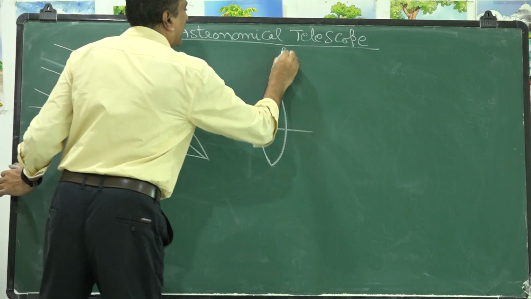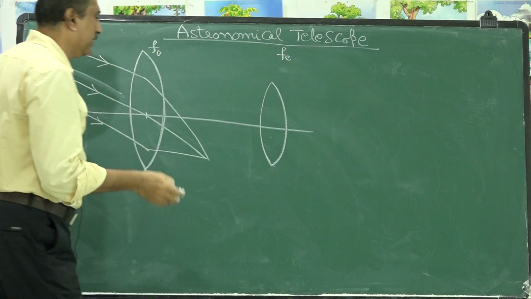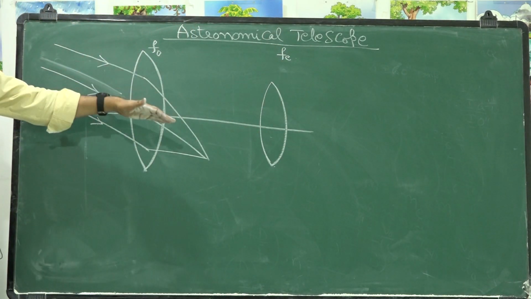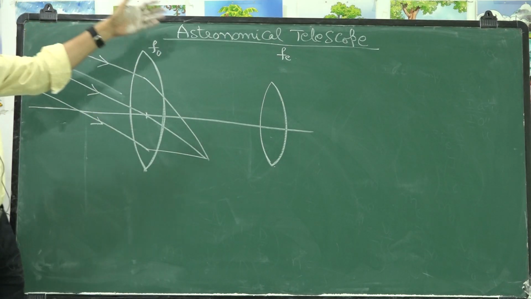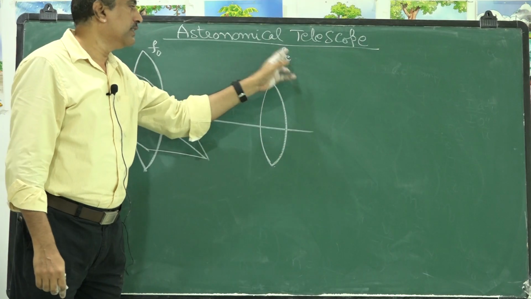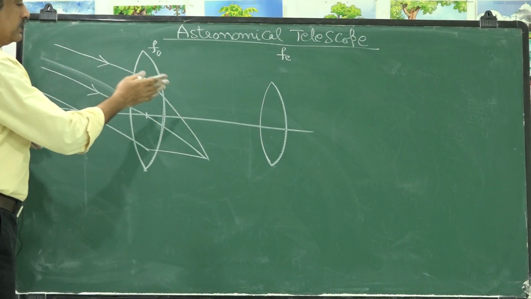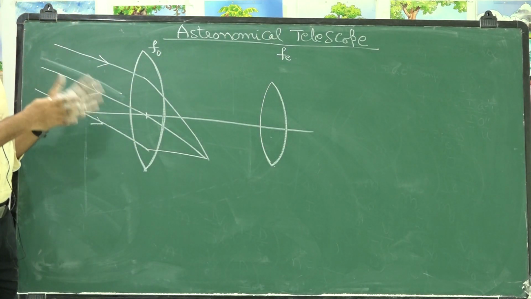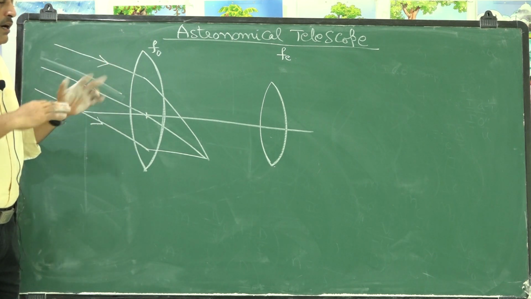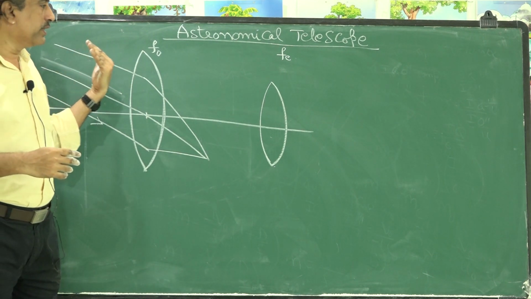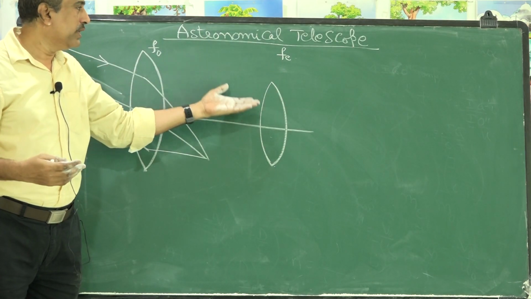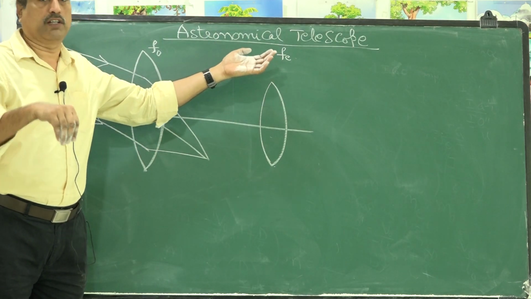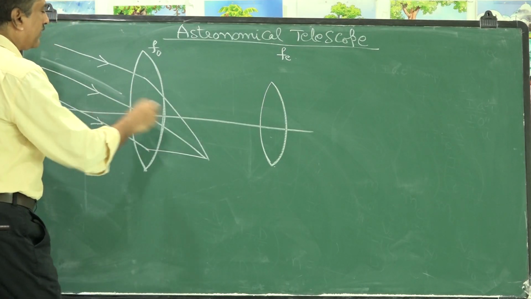F naught and Fe. Okay. So, here also the lens which is towards the object is the objective and the lens which is near the eye is the eyepiece. But the difference between this telescope and the compound microscope is that in the compound microscope, the eyepiece is of larger focal length, but in the telescope the eyepiece is of shorter focal length.